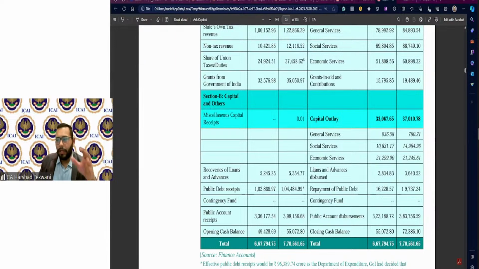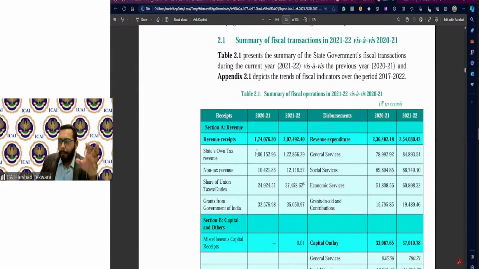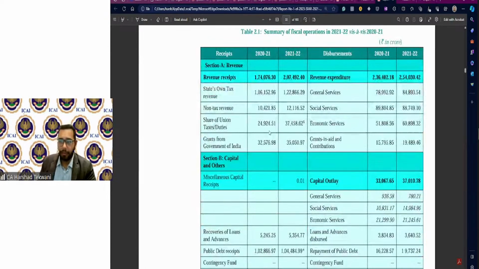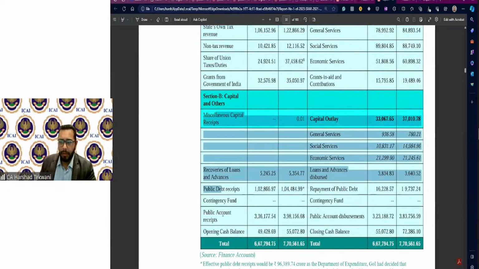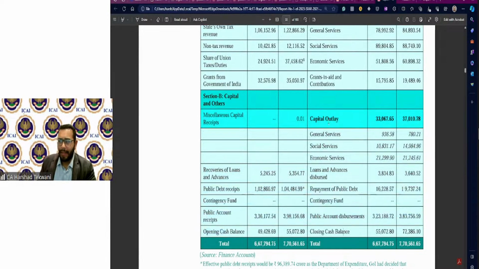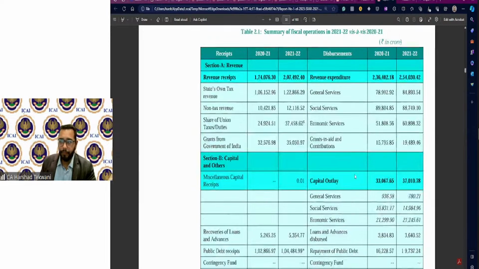So this is a summary of fiscal operations, or basically financial transactions, kind of a P&L of a state government. These are the revenue receipts. This is the revenue expenditure. This is the capital receipts, and this is the capital outlay. And then you have a closing balance. Summary of fiscal operations.